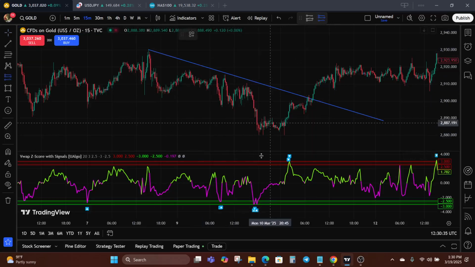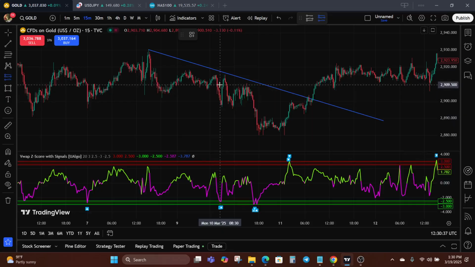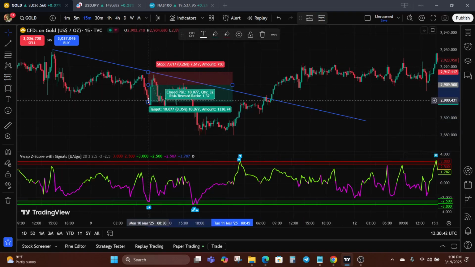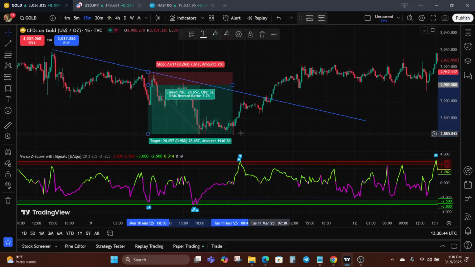So imagine if you had entered a sell around here when it showed purple. You can consider setting your stop loss above the nearest swing high, then your take profit can be at the nearest support zones. Or you can just wait for the indicator color to change to green again.